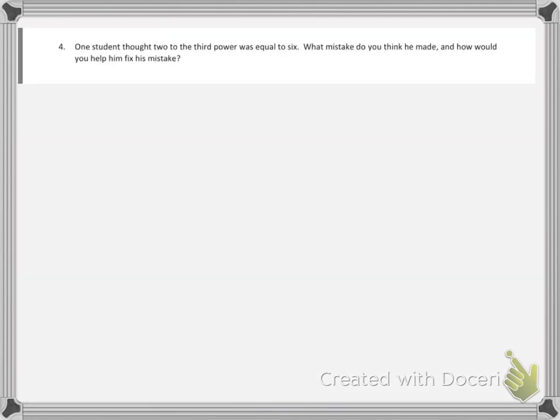All right, moving on. One student thought 2 to the 3rd power was equal to 6. What mistake do you think he made, and how would you help him fix it? Pause the video here and take a shot at this. See if you can figure out what went wrong. He's wrong. 2 to the 3rd power is not 6, but I want you to tell me why.